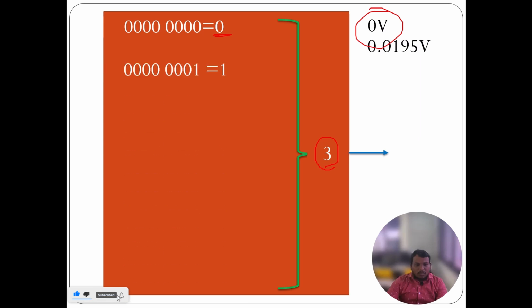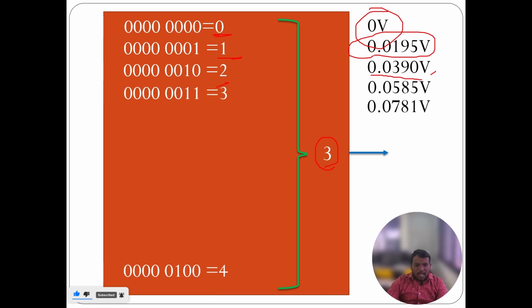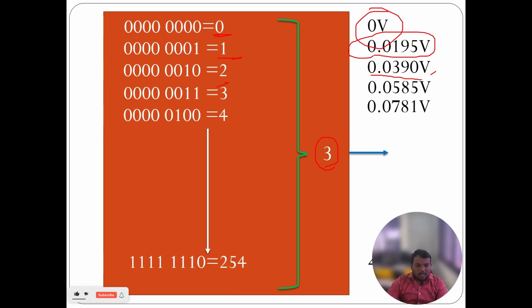The output is connected to pin number 3 of the Arduino board. When the value 0 is given in the output, the value is 0 volts. Next I give 1, so the value is 0.019 volts. Next I give 2, and the value is 0.039 volts. Like that, up to 254, which means 4.98 volts, and 255 means 5 volts.